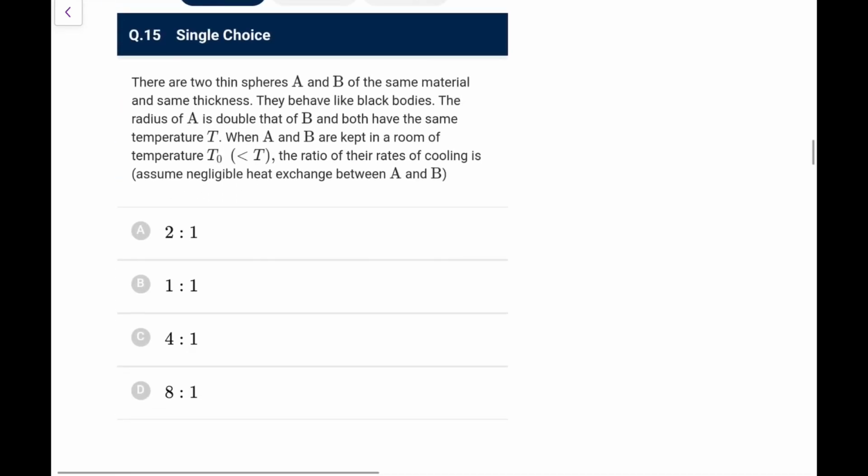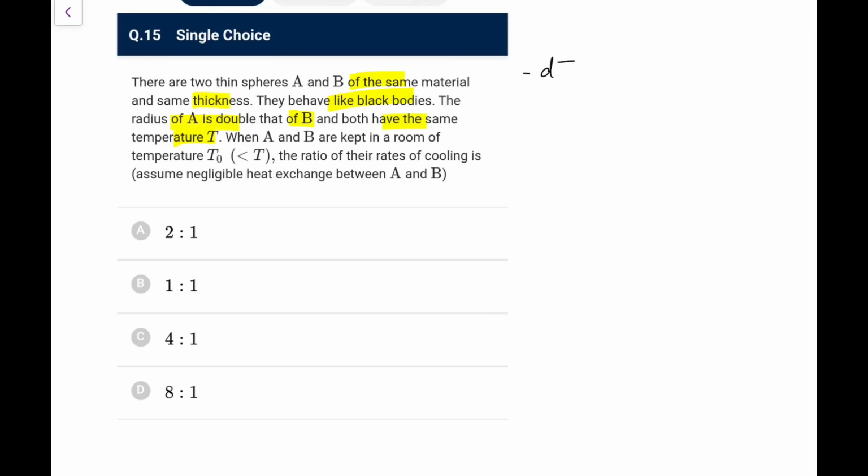There are two thin spheres A and B of the same material and same thickness. They behave like black bodies. The radius of A is double that of B, while both have the same temperature. They are kept in surroundings which are at a lower temperature. The ratio of the rate of cooling is?